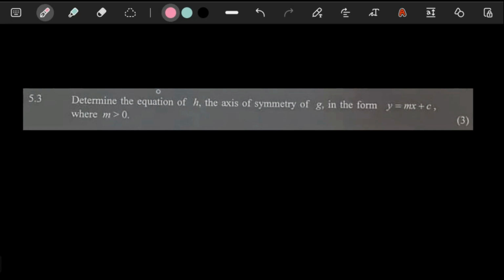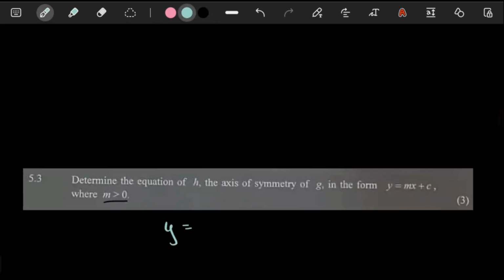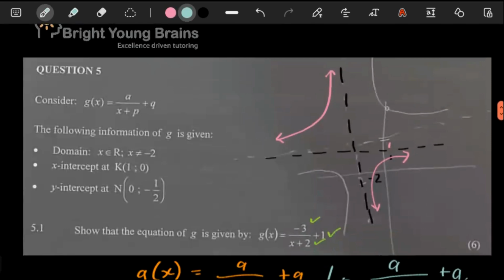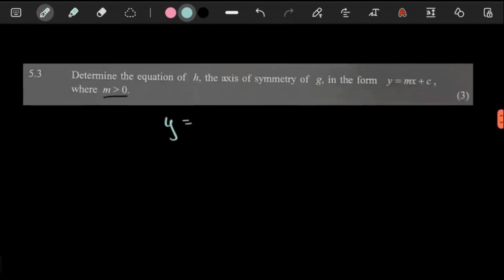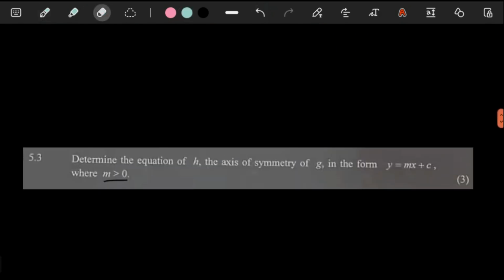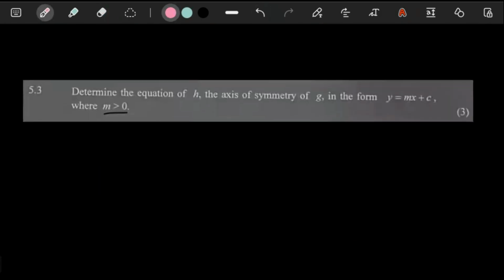Determine the equation of H, the axis of symmetry of G in this format. So they want us to get the axis of symmetry where the gradient is positive. This is important, because an axis of symmetry will always have either a positive gradient or a negative one. So our axis of symmetry is basically a line over here or a line over there. The positive axis of symmetry, the gradient is always 1. If we're talking about the negative one, then the gradient would have been -1. Let me repeat: anytime you need to get an axis of symmetry, your gradient is either positive one or negative one. Here we're working with the one where the gradient is positive one.